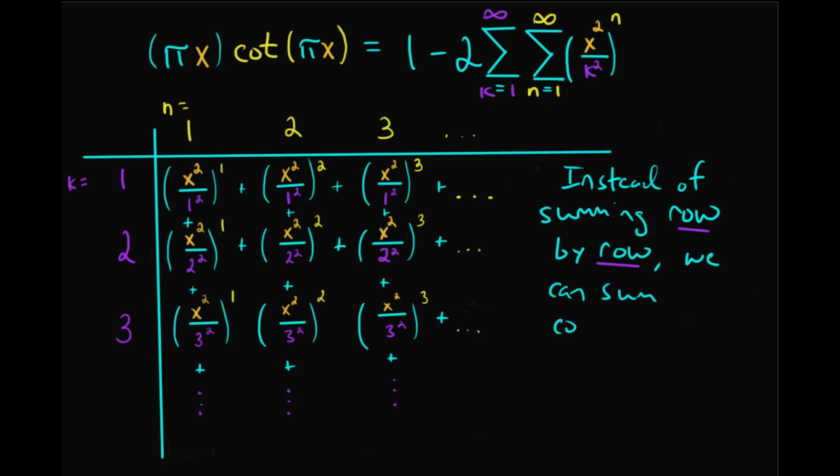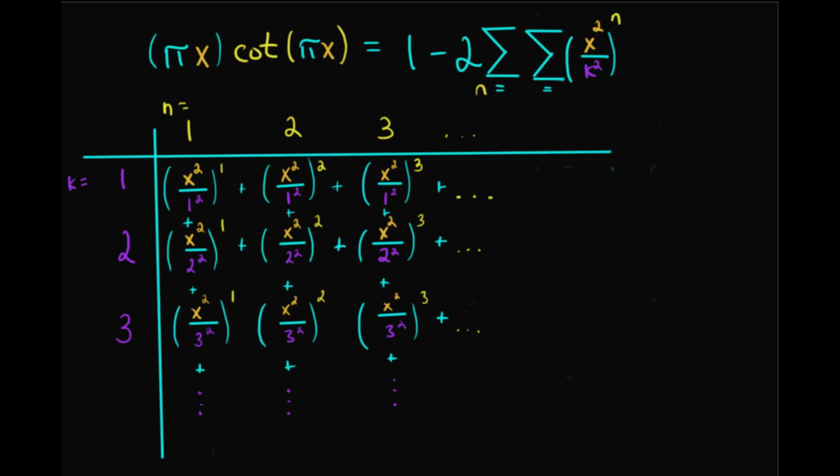And there's actually a theorem from analysis called Tonelli's theorem that guarantees that we can do this, we can change the order of summation and still obtain the same result. So I'm going to do that. I'm going to change the order of summation by writing k equals 1 to infinity for my inner sum and letting n range from 1 to infinity for the outer sum. And so we're going to now sum this column by column.